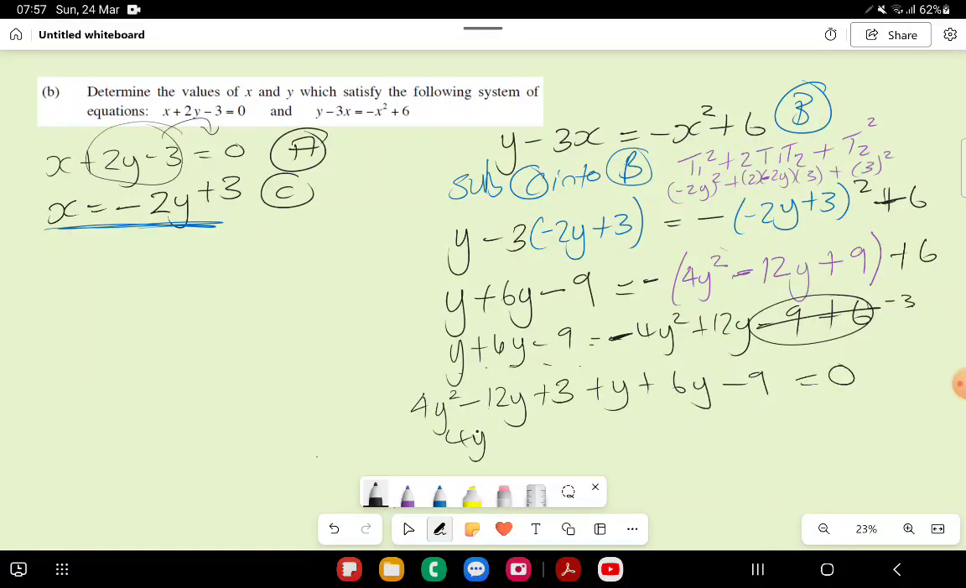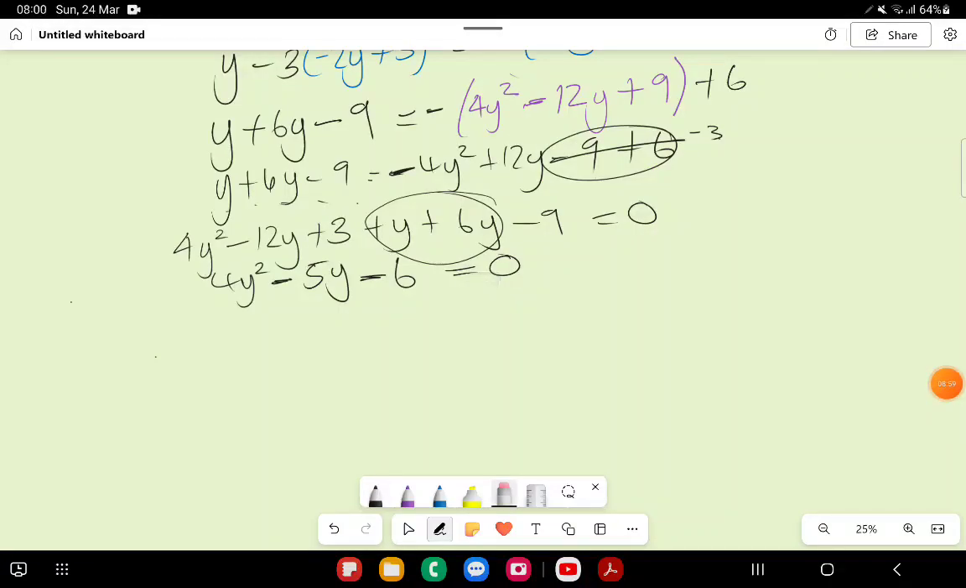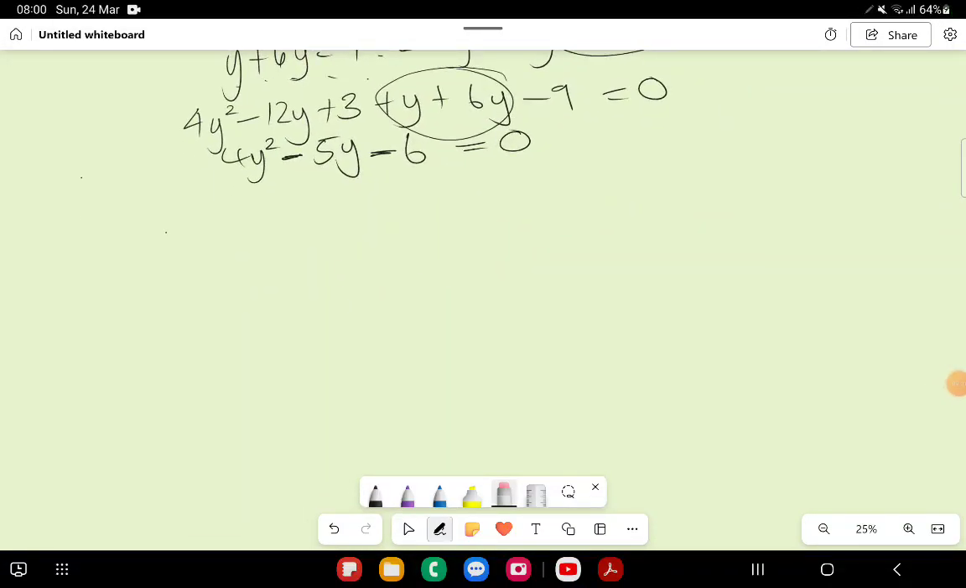Simplify. 4y squared. 6 minus 12, that's 7. So that's 6, that's 5. So that becomes negative 5y. And then 3 minus 9 is minus 6 equals 0. Now you are going to solve for x. Okay, so now we want to factorize. So we're going to have 2 brackets. And that's equal to 0.